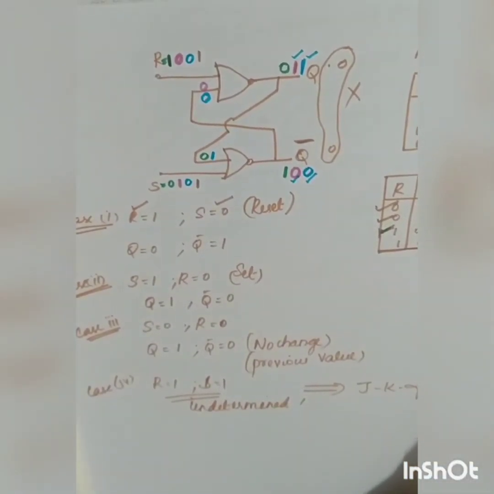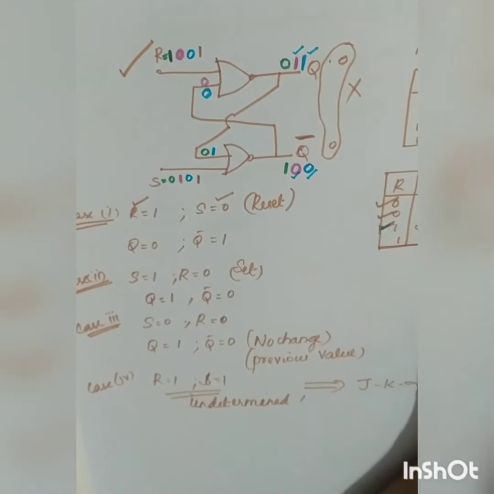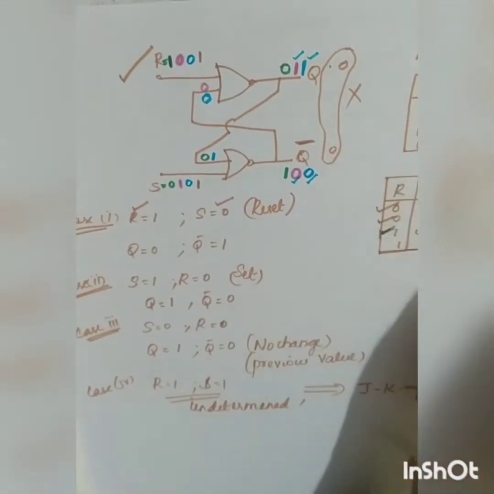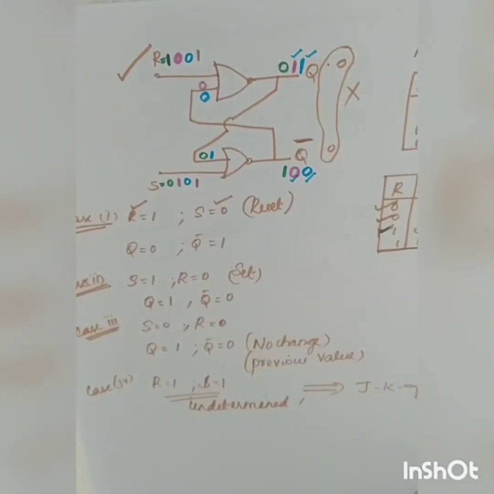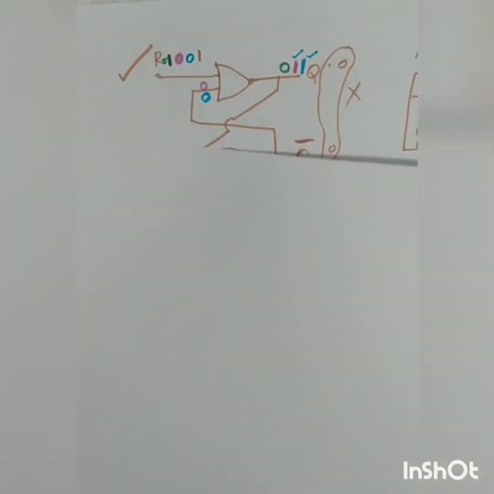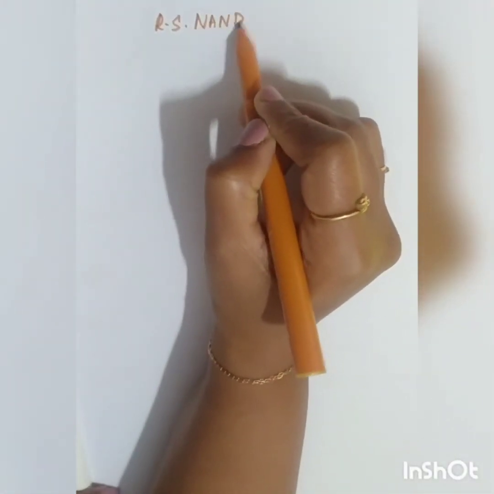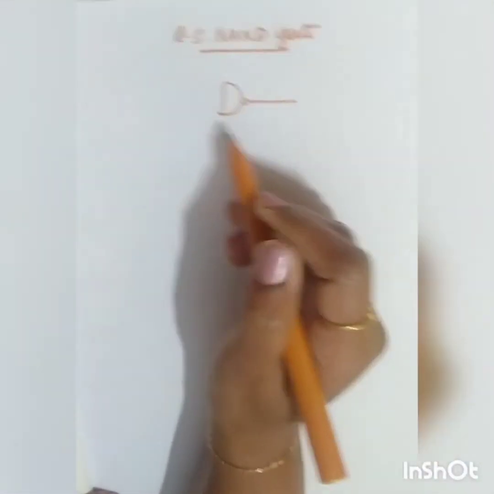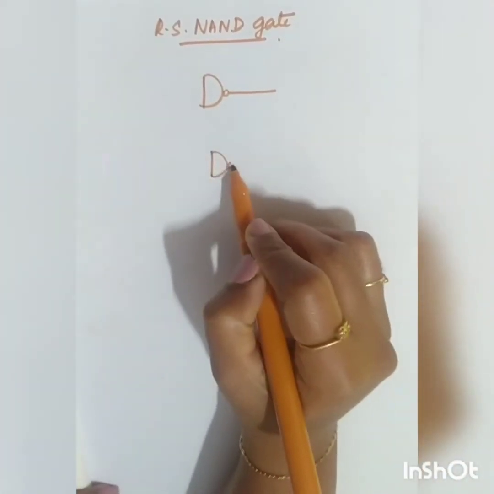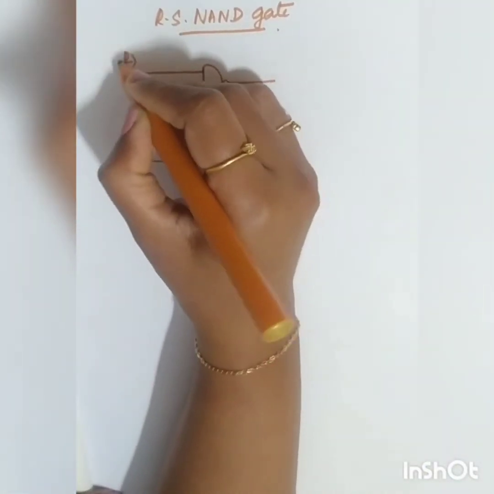So for your syllabus, you have to study this diagram, this truth table, and the diagram of your NAND gate. The NAND gate also I will be explaining, just for your understanding. So the next structure is your NAND gate. How will you construct your RS flip-flop using NAND gates? Here you have a NAND gate, here also a NAND gate. What are the two inputs? One is your R and the other one is S.